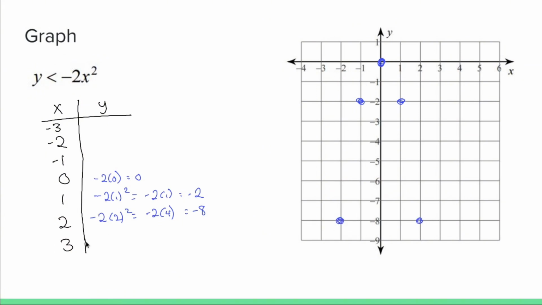I am not going to bother plugging in 3 because it's not going to work. The number's too big, so I'm not going to bother. Now that is what the graph is going to be shaped like.